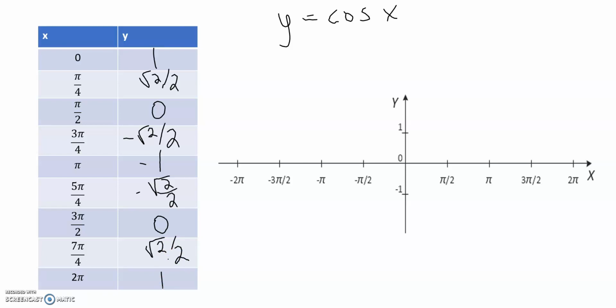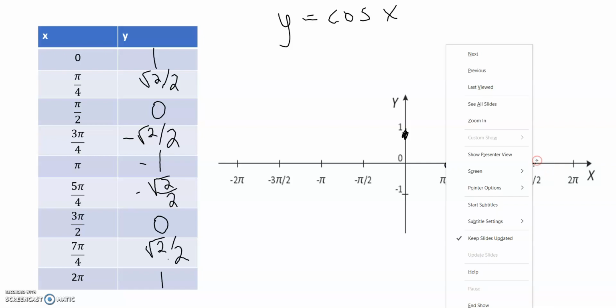And so if you plot those points, at 0 you're at 1. At pi over 2, you're at 0. At pi, you're at -1. At 3 pi over 2, you're at 0.